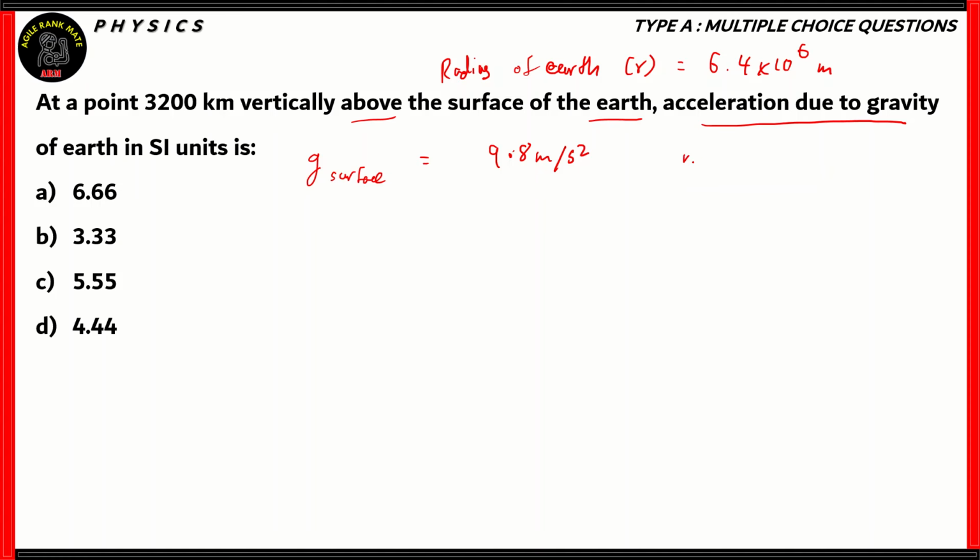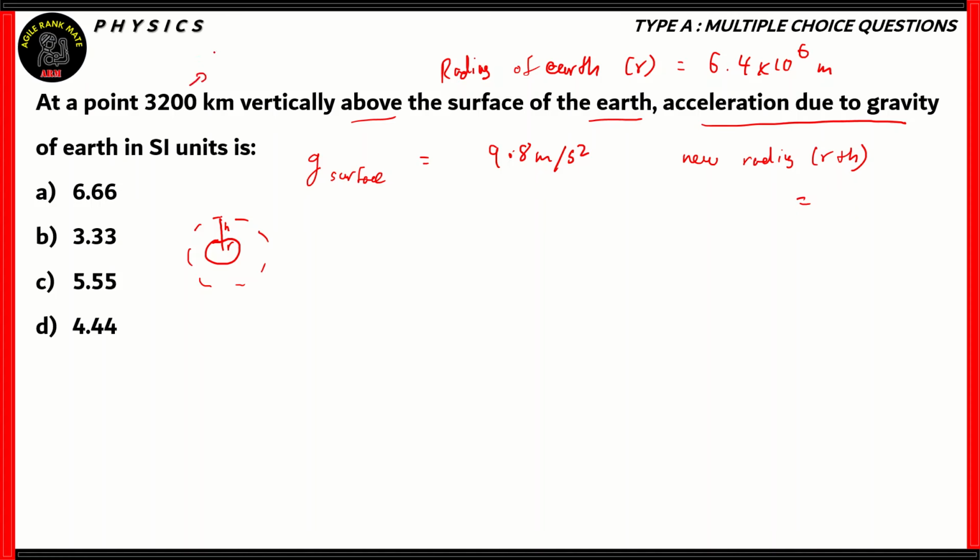We also need to find the new radius, which is R plus h. Now, what does this new radius stand for? Since we need to find the acceleration due to gravity at a point above the Earth, we're going to consider the Earth here, and then we're going to consider a second sphere on top of it, and its radius would be the radius of the Earth plus the height, so R plus h. So that new radius would be 3,200 kilometers plus the radius of the Earth.